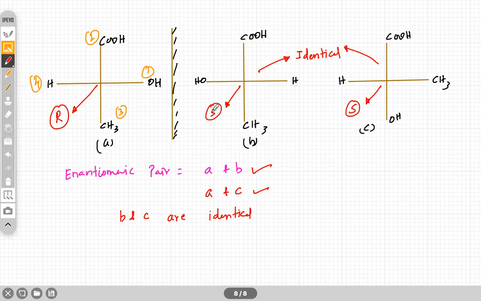Yes. So for this kind of question, I would suggest don't waste your time in calculating the configuration of this. Just assume one random configuration, and then you can find out by comparing, right? This kind of question also they ask in the exam, which does not appear to be the mirror image, but still they are enantiomers of each other.